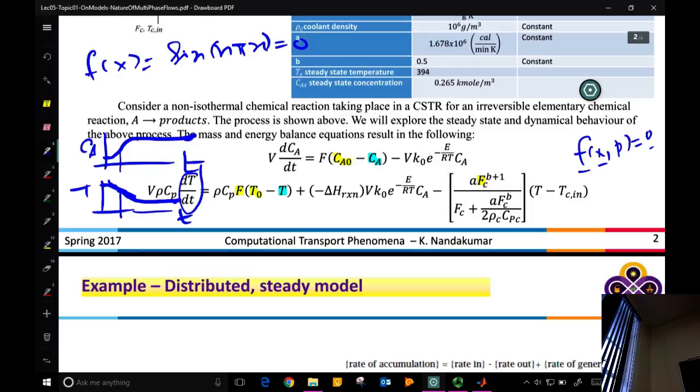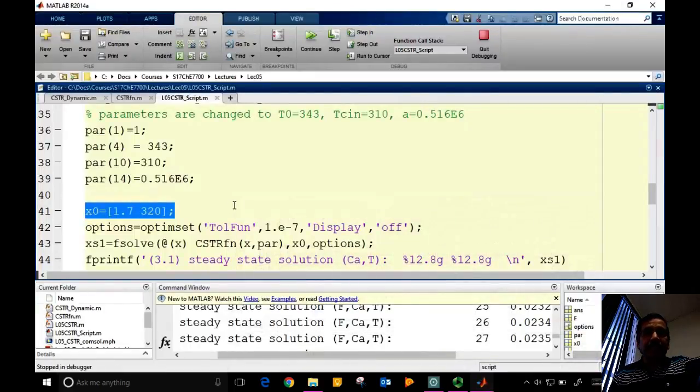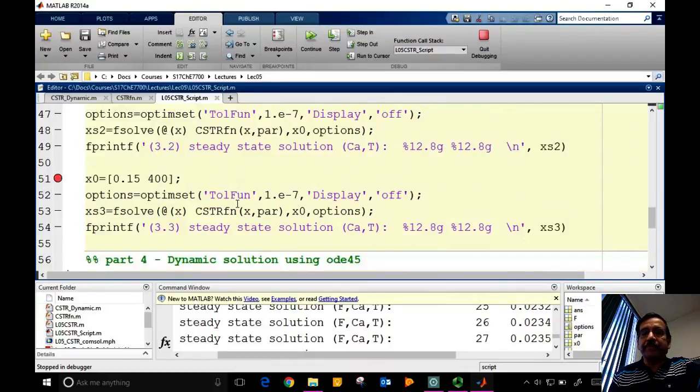So what does it mean if I give it a different initial condition? If there is only a unique steady state, the path may be different, but it eventually should go to the same thing. But if you have multiple states, depending on what your initial condition is, it may go to a different steady state. Is that clear? In fact, that's what we are going to see next. So we saw that there are 3 different solutions and we computed all of them.